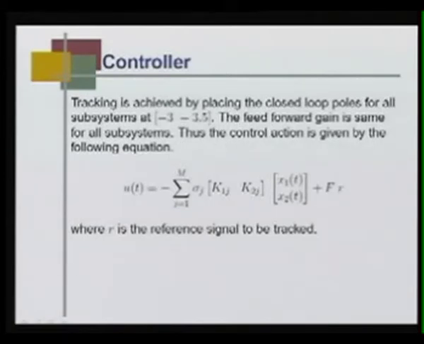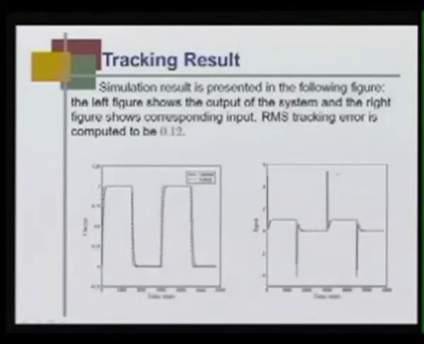Okay. The tracking is achieved by placing the closed loop poles for all subsystems at minus 3 and minus 3.5. The feedforward gain is the same for all subsystems. Thus, the control action is given by the following equation. Okay. And you see, this is my state feedback controller for regulation, and this is for tracking the reference signal. So, the tracking result, you see, is very very good tracking given the set point variation, and this is my control input.